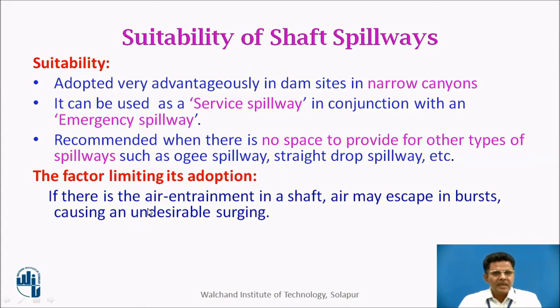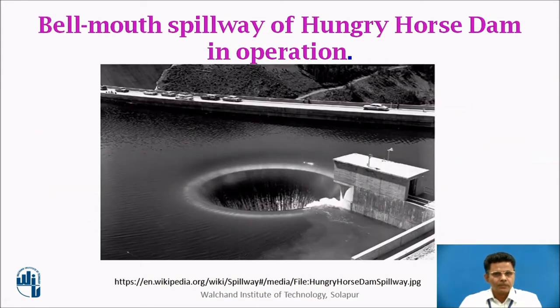If there is air entrainment in a shaft, air may escape, burst, which causes undesirable surging. So, this is the bell mouth spillway of Hungry Horse Dam in operation.